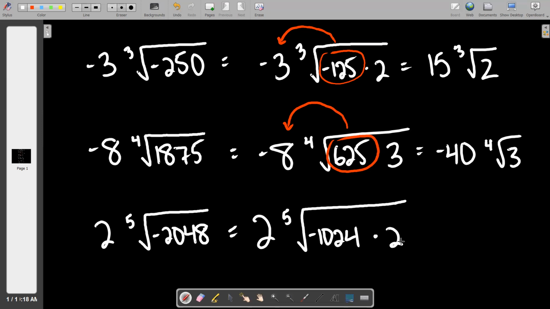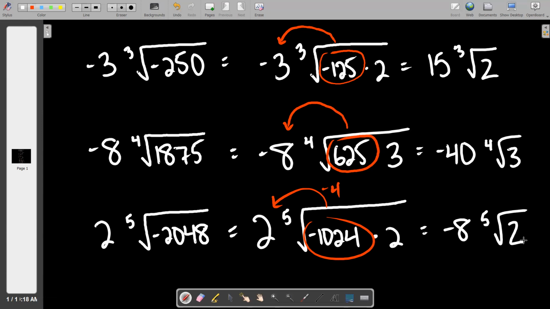All right. So when -1024 gets fifth rooted, what do we get? -4 breaks out. So your jailbreak in this case is -4. So you wind up with -8 fifth roots of 2. Got it? So there's nothing to it. All right.